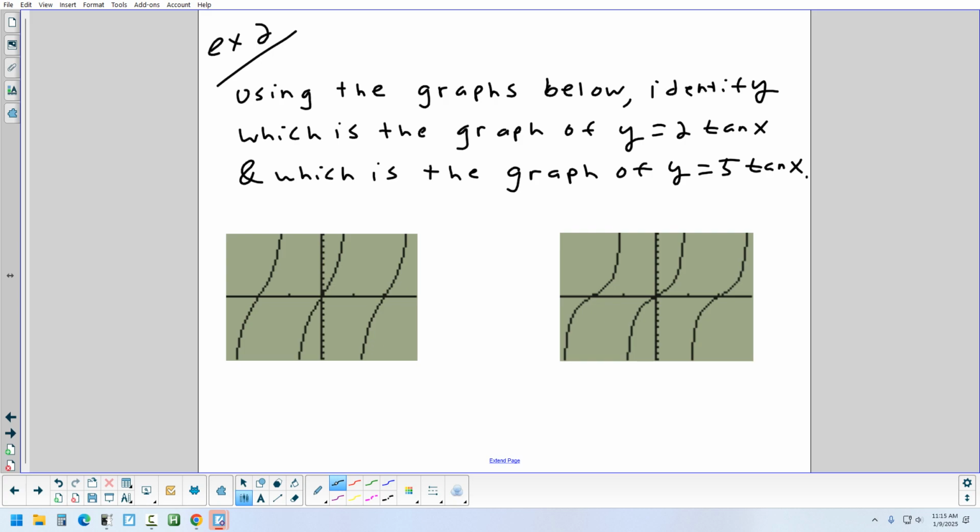2 is on the right, 5 is on the left. Yeah, because that works. 5 looks like it's been pulled up and down more. Yeah. The 5 tangent x has had more of a vertical stretch to it. So think if you had like a piece of metal that had a bend in it, you keep pulling on it. The more you pull on it, the more it's going to start to straighten out. It's not going to have as much of a bend in it. So this is the one that's been stretched more. The one on the right has not been stretched as much.